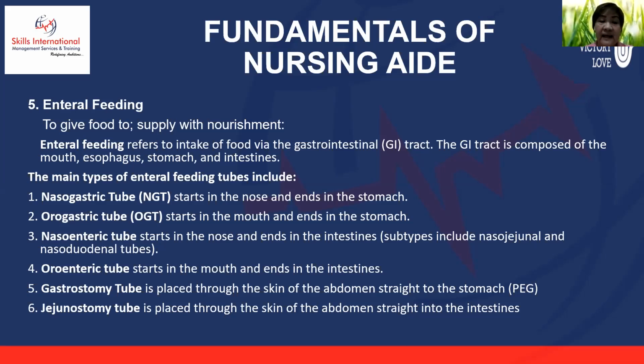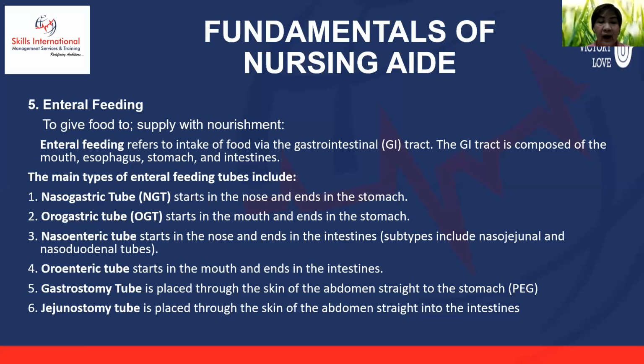Number 3 is the nasoenteric tube. It starts in the nose and ends in the intestine. Subtypes include the nasojejunal and the nasoduodenal tubes. Number 4 is the oroenteric tube. Naso means nose, so nasoenteric. Oro means mouth, so this one goes from the mouth to the intestine.